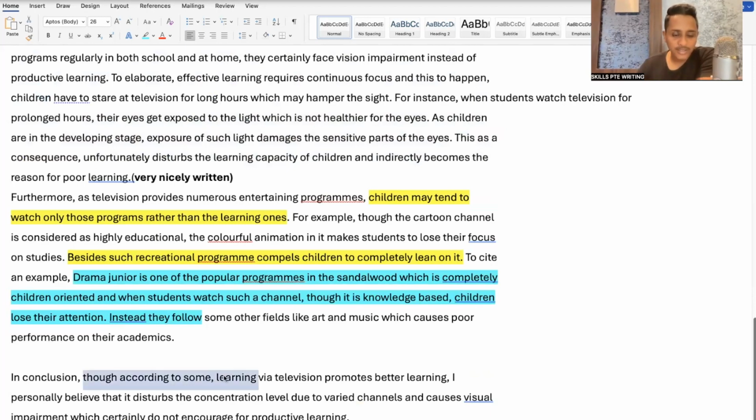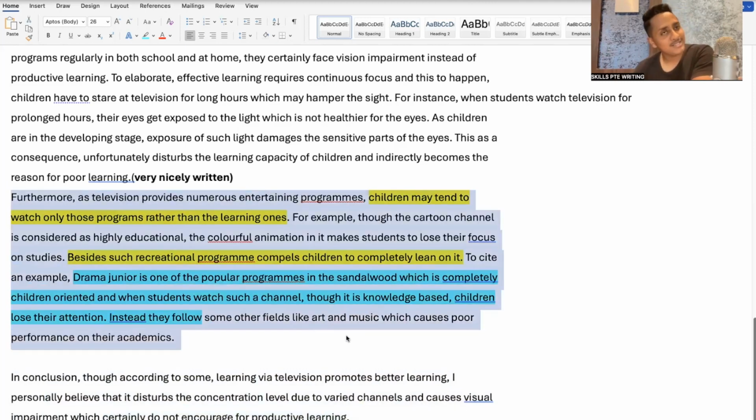In conclusion, though, according to some, now whatever she has written in the second paragraph, she has to summarize in one sentence. And whatever she has written in the third paragraph, she has to summarize in another sentence. That is the conclusion. Don't use your Einstein brain in the conclusion. Whatever you've written about, just summarize it. Though according to some, learning via television promotes better learning, I personally believe that it disturbs the concentration level due to varied channels and causes visual impairment, which certainly do not encourage productive learning. But this thing, you missed it. You have to summarize that.